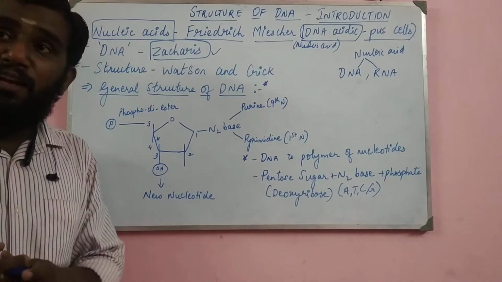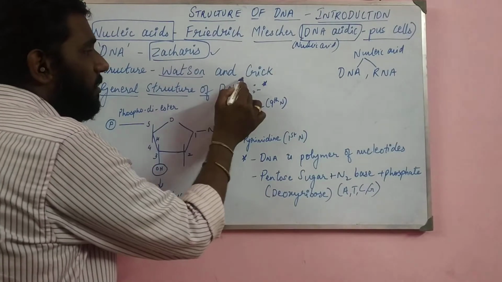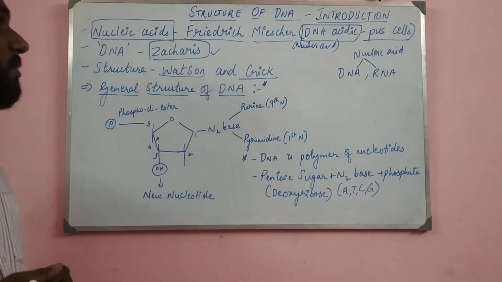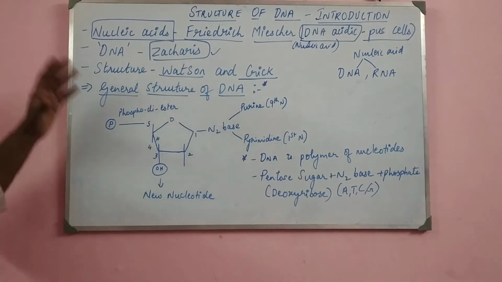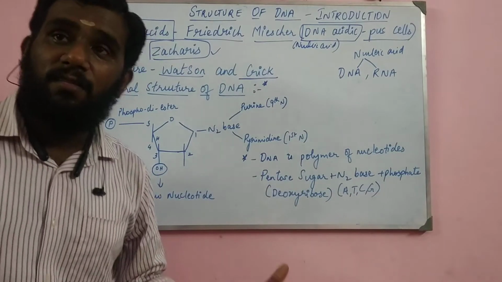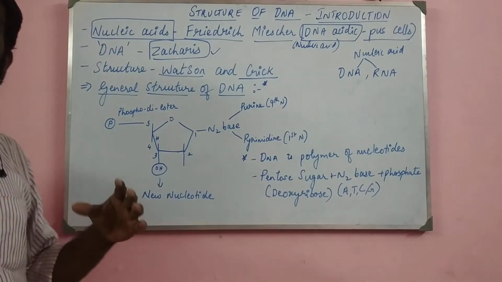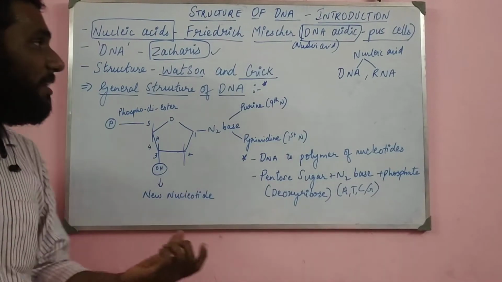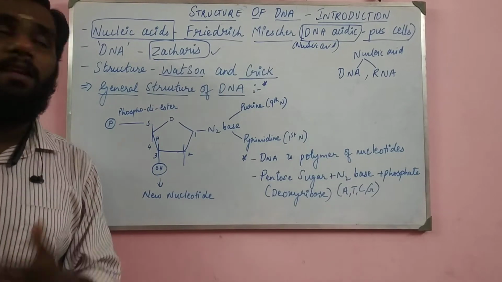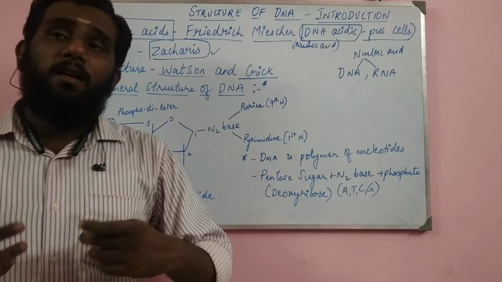But the structure of the DNA is still not known. So the structure of the DNA was proposed by Watson and Crick, and for which they were awarded the Nobel Prize as well. So basically, the nucleic acids were first discovered by Friedrich Miescher in the pus cells, and he told the nucleic acids are basically acidic. Followed by that, the term DNA was given by Zacharias, and the structure of this DNA was proposed by Watson and Crick.